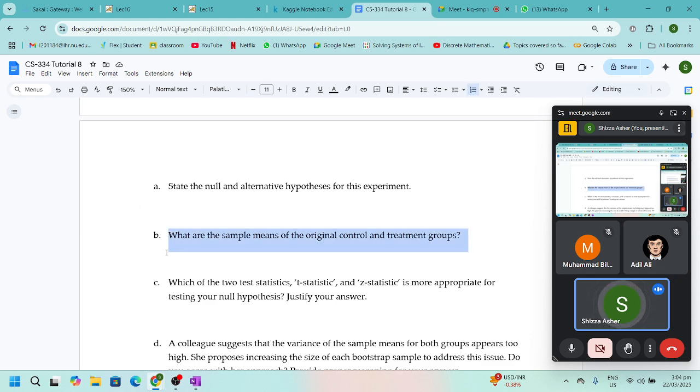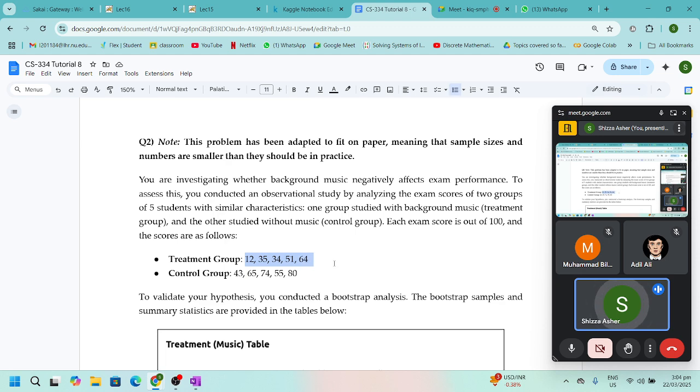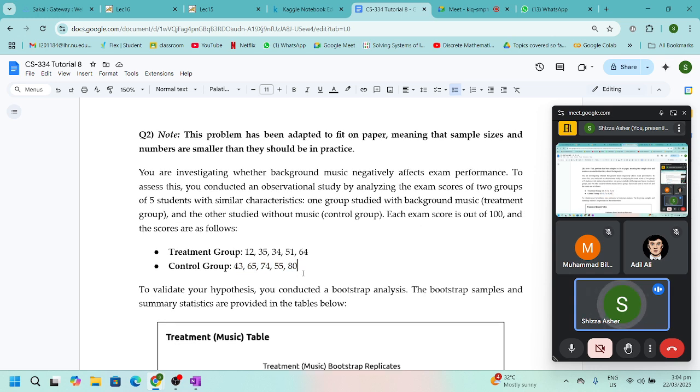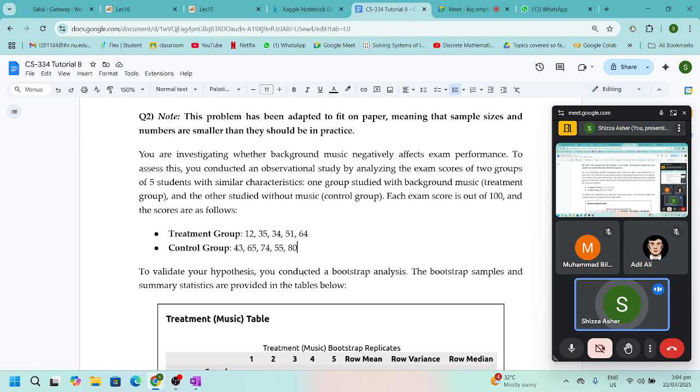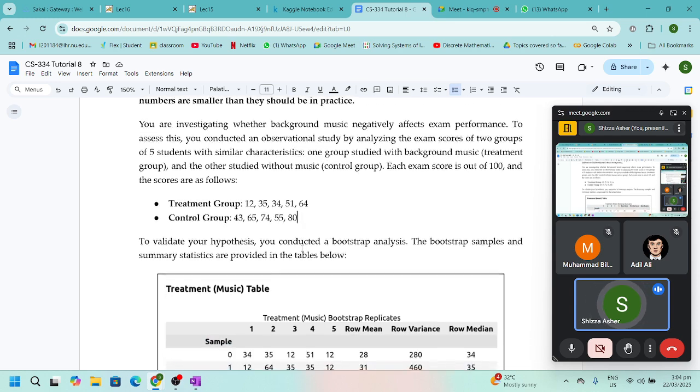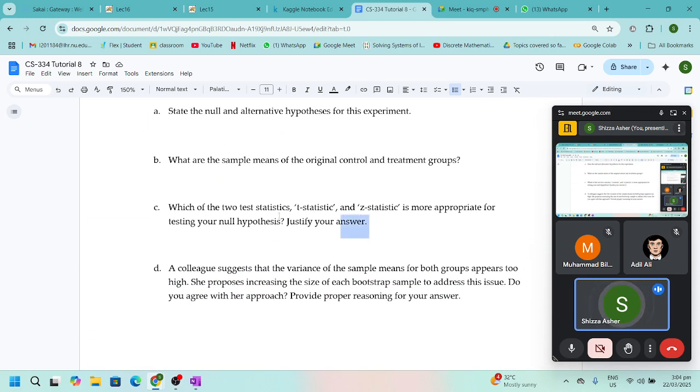What are the sample means of the original control and treatment groups? So that just means you have to compute the mean of the first group and the mean of the second group. These are your two original groups. Yes, was there a question? Okay, all right. Anyway, I thought so. I don't have my calculator on me right now, so I will add these answers for you later. For now, I want to move on to the next part.